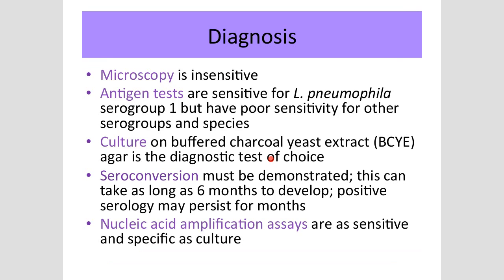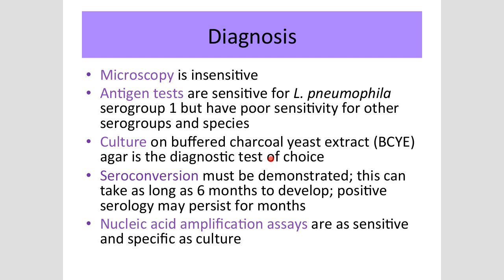Diagnosis, as is routine: microscopy, we do the antigen test, especially serogroup 1. We can also do culture, but again, it needs special media. Seroconversion, what does seroconversion mean? What does seroconversion mean? Okay, no question asked. All right. Then you can do a genetic test, nucleic acid, I can ask it in the exam.